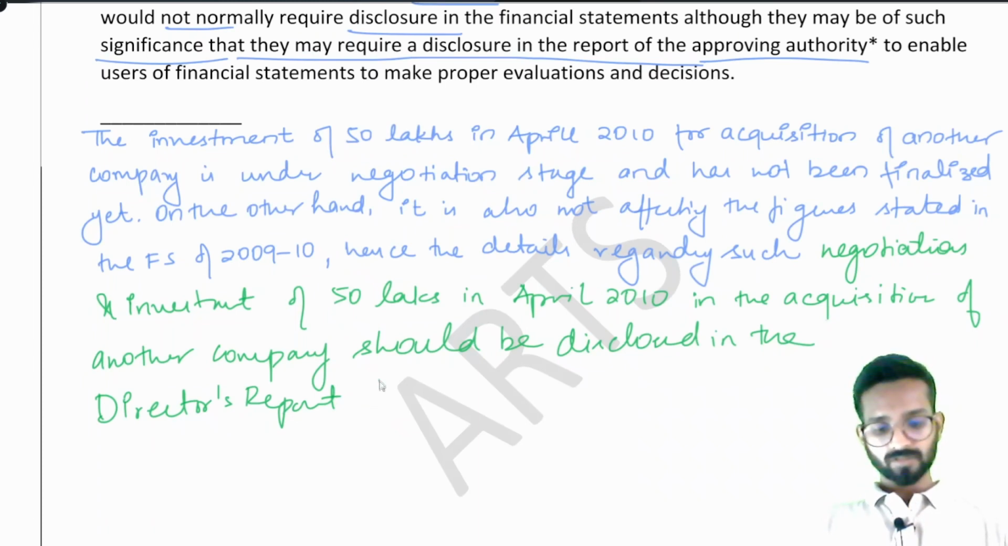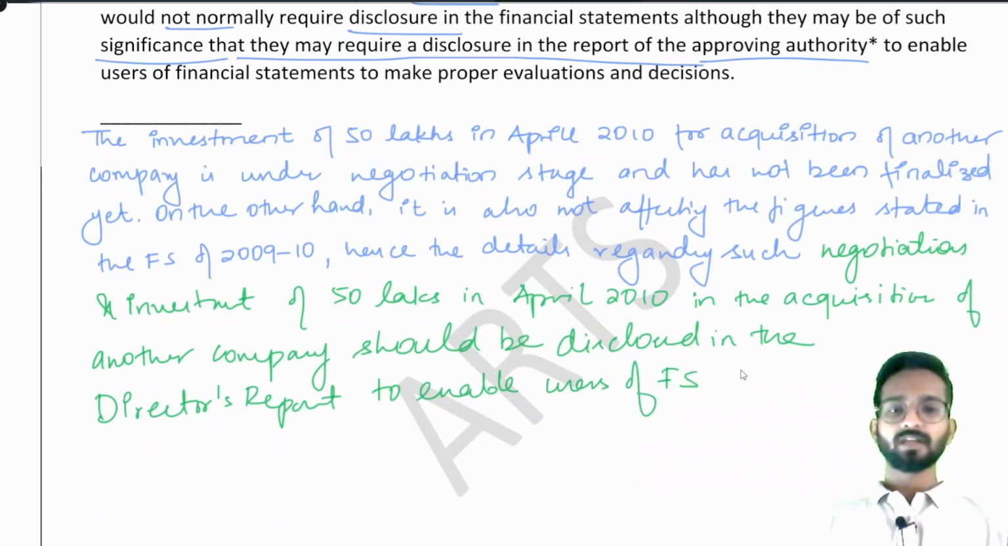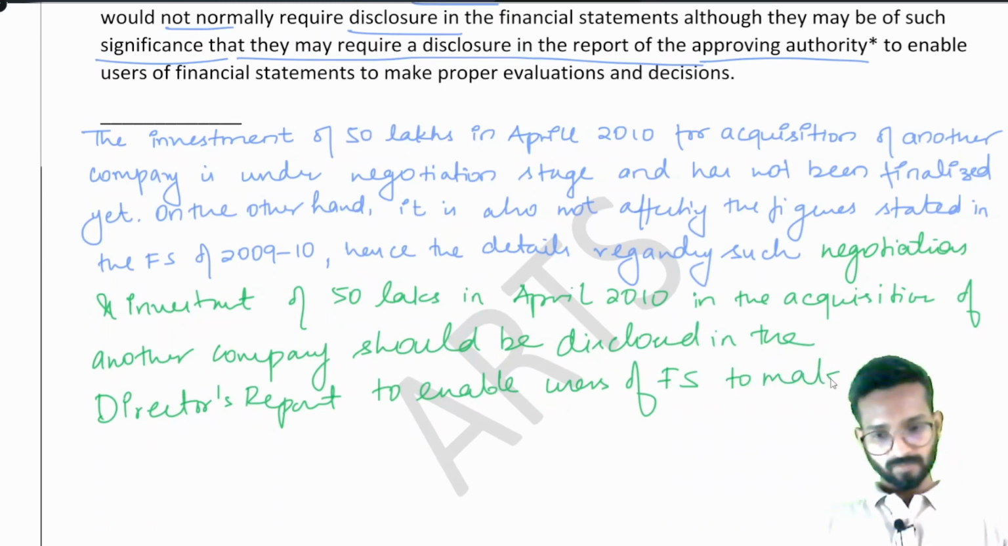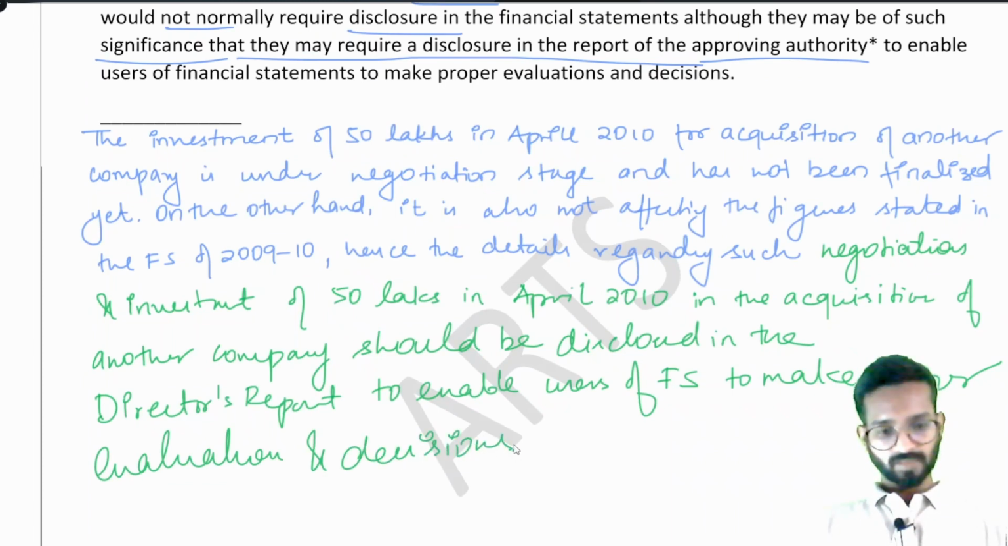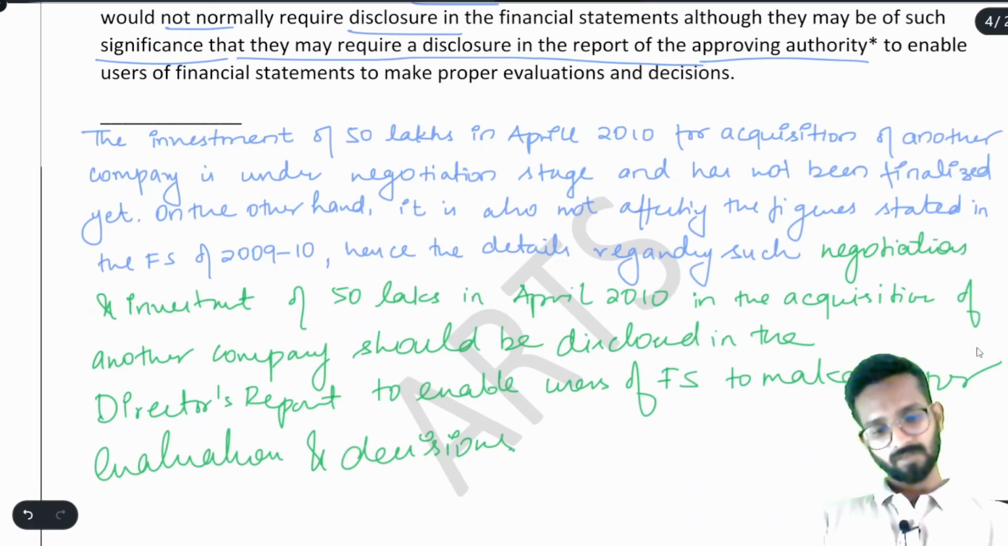Why should it be disclosed? To enable our users of financial statement. Who are the users of financial statement? Our shareholders, creditors, the people who have provided us loans, the banks, the money lenders, to make proper evaluation and decisions. Understood? Simple enough.